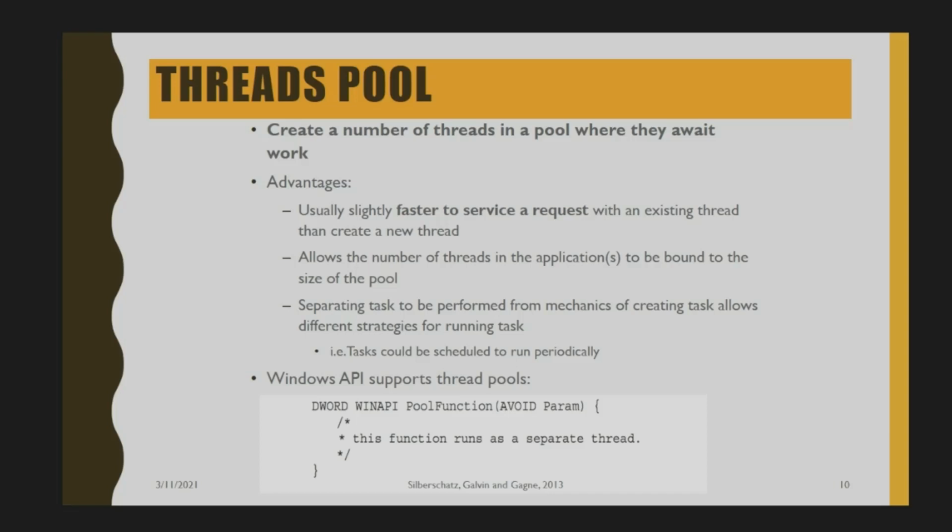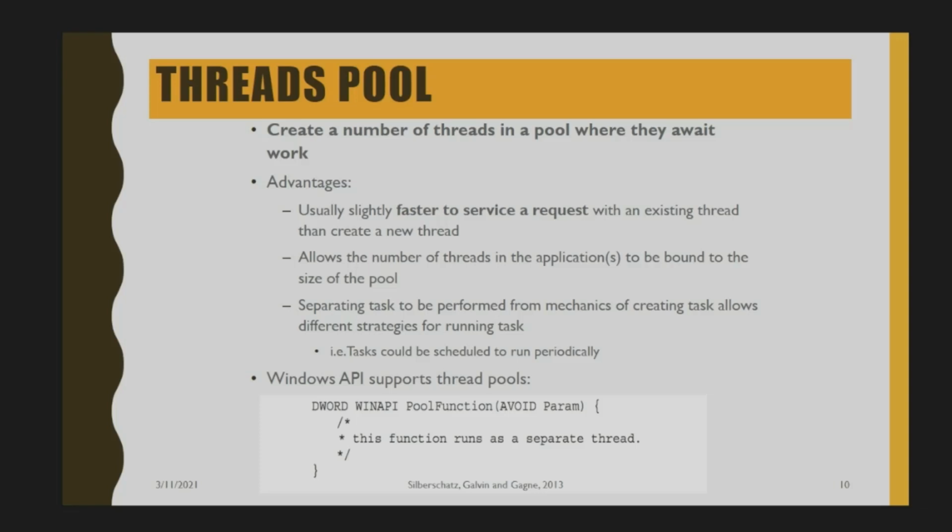Yeah, the first is faster service, because we already have the thread. We don't need to create one per request. We already create them at the process startup and put them inside a pool. So when there is a task, we just call the thread. Usually it is slightly faster to service a request with an existing thread than to create a new thread. So first is the faster service.